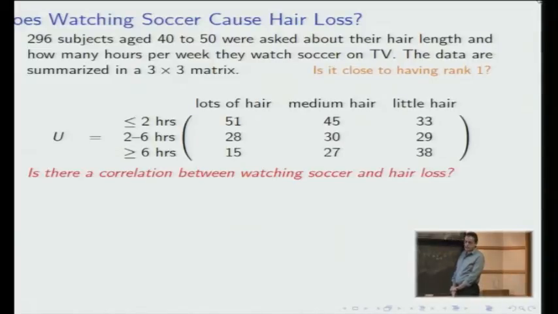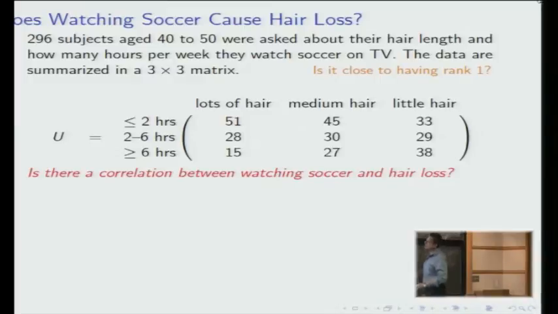Now these data got discretized, right? So we make ternary random variables. So the question is, does watching soccer make you lose hair? Every day in the newspaper you read that some food or some behavior causes some medical condition. So we'd like to study this question.